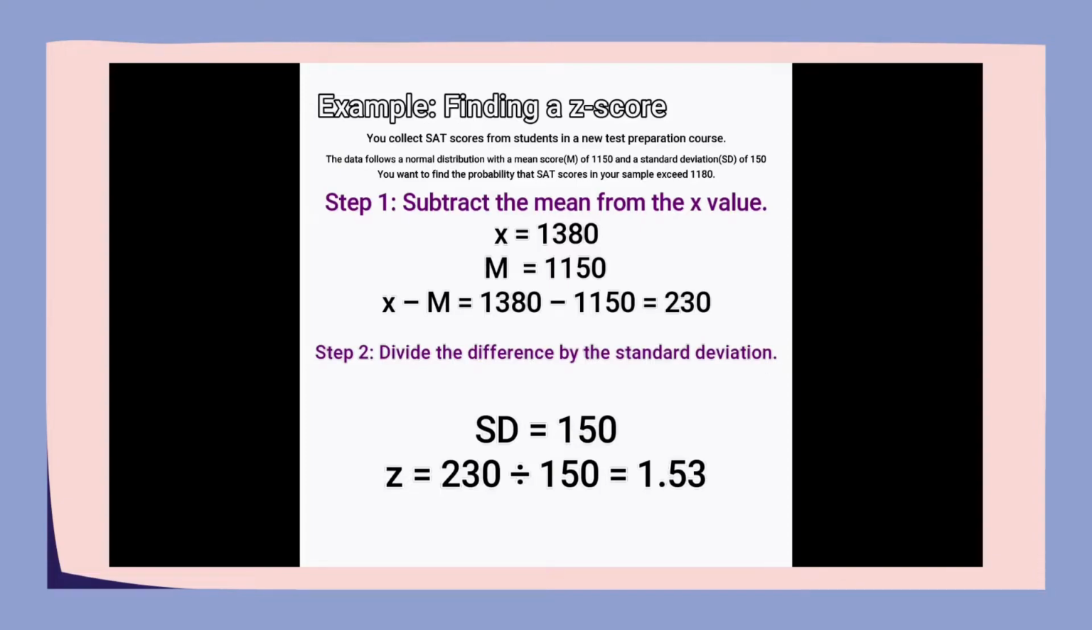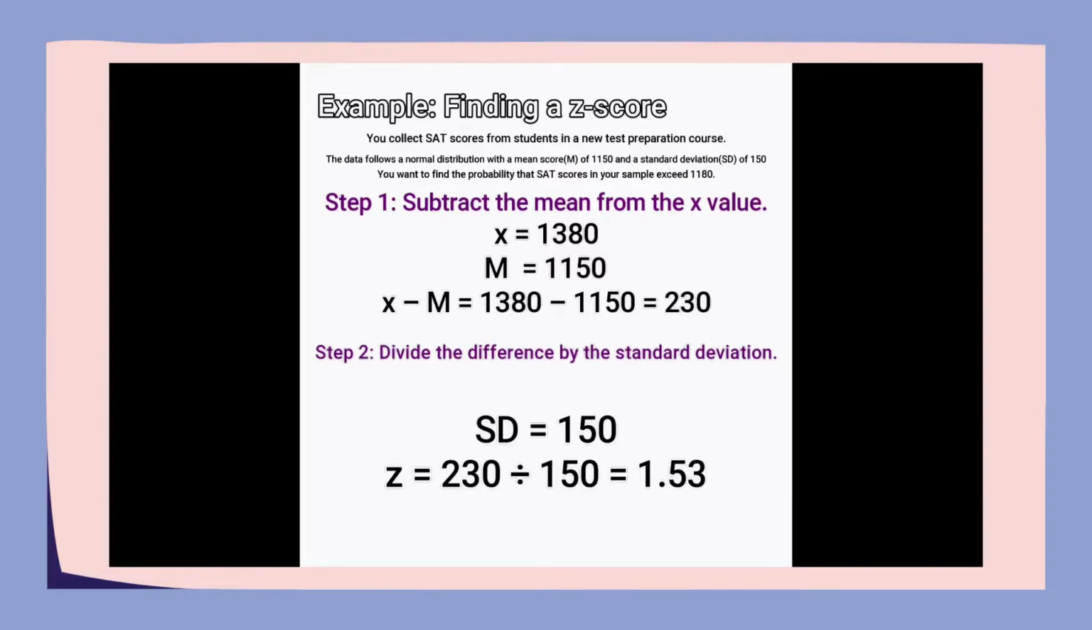So, we have a two-step process. First step is subtract the mean from the X value. So, yung X natin is individual value, which is 1,380, and yung μ natin is mean score, which is 1,150. So, ang gagawin po natin dyan is isa-subtract natin siya: 1,380 minus 1,150 is equal to 230.